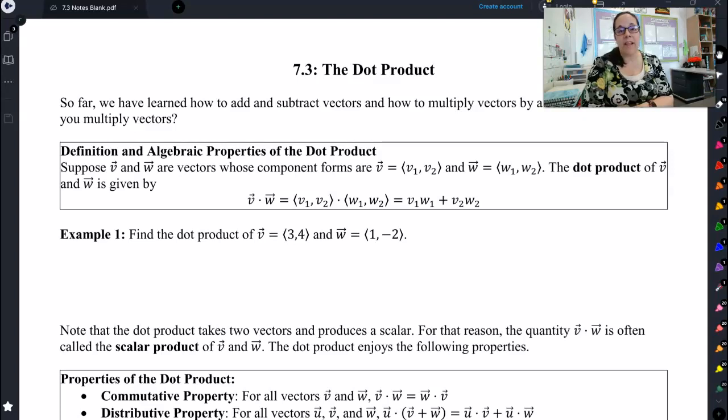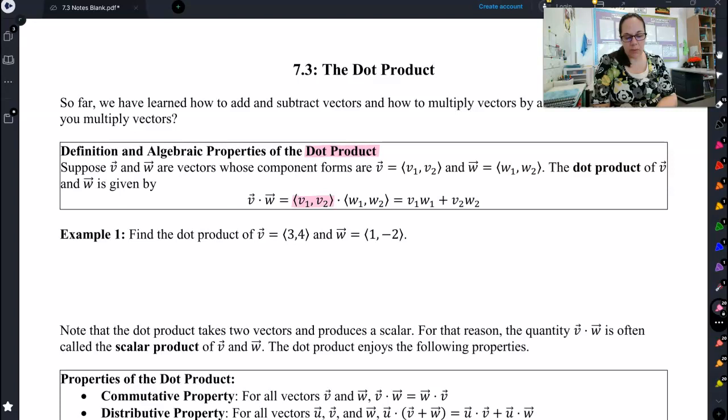Let's look at our very last lesson for vectors. So far we have learned how to add and subtract vectors and multiply a vector by a scalar, by a single number. We need to talk about today how to multiply a vector by another vector. That is what we call the dot product.